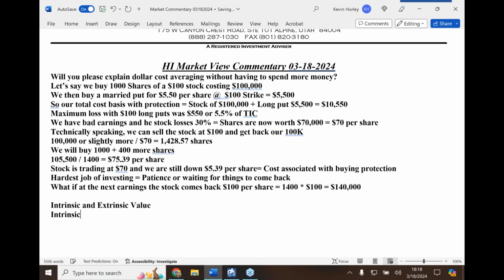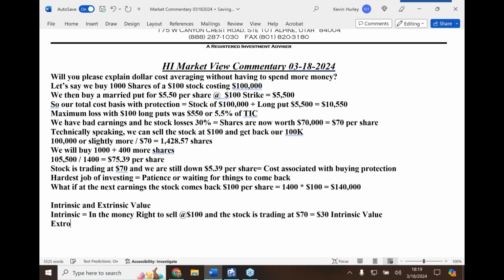Intrinsic equals in the money. So if you have the right to sell at 100 and the stock is trading at 70, that equals at least $30 of intrinsic value. So your long put is worth at least $30 of intrinsic value.